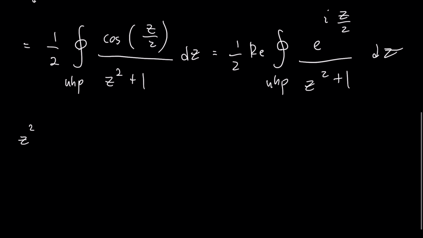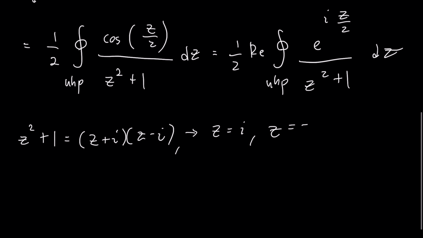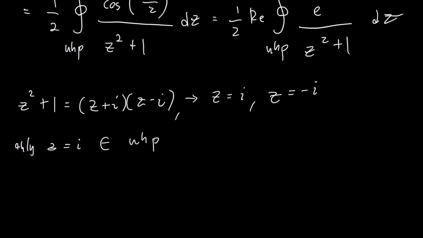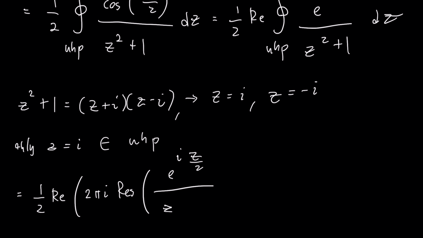And z squared plus 1 is the same thing as z plus i times z minus i, or we have z equals i or z equals minus i, but only z equals i is contained in the upper half plane. So we could use the residue theorem at this singular pole, which is 1/2 the real part of 2 pi i times the residue of e to the i z over 2 divided by z squared plus 1, where you evaluate this at z equals i.